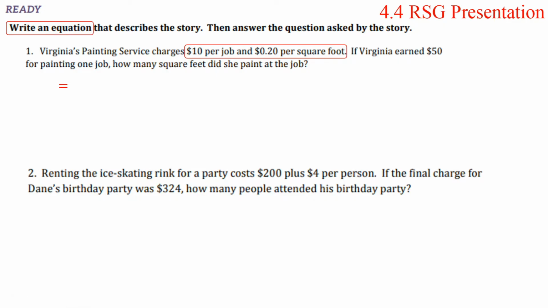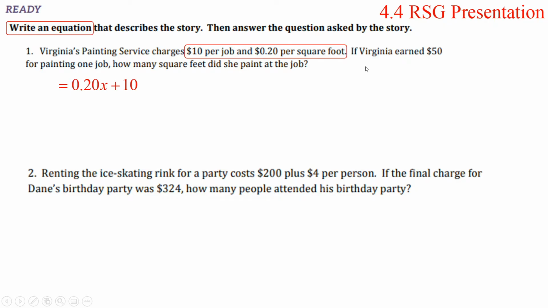So I would make my independent variable x the number of square feet that Virginia paints. So that 20 cents per square foot would be like a 0.2x. Or you could go 0.20x if you want, all right? And then the job, she charges $10 just for the job. So we're going to add $10 to that. So equals 0.20x plus 10. All right, that's a great expression for the right-hand side of our equation.